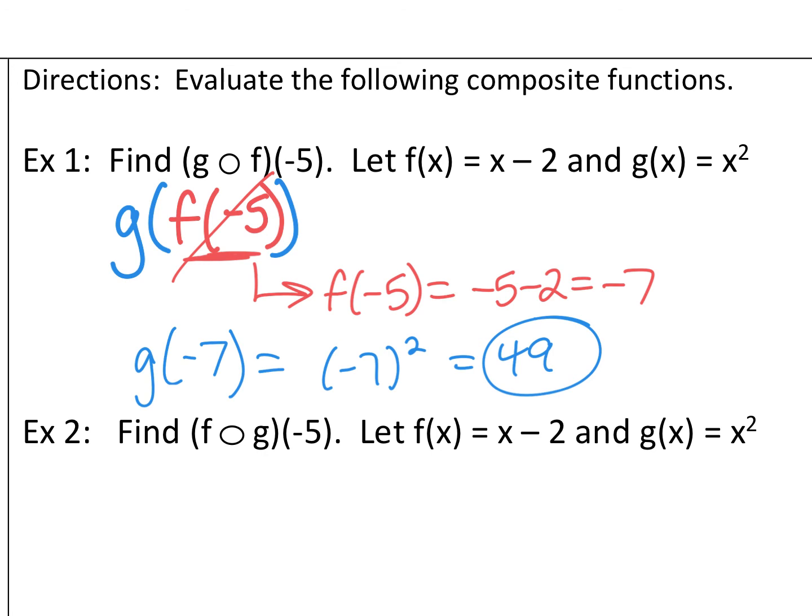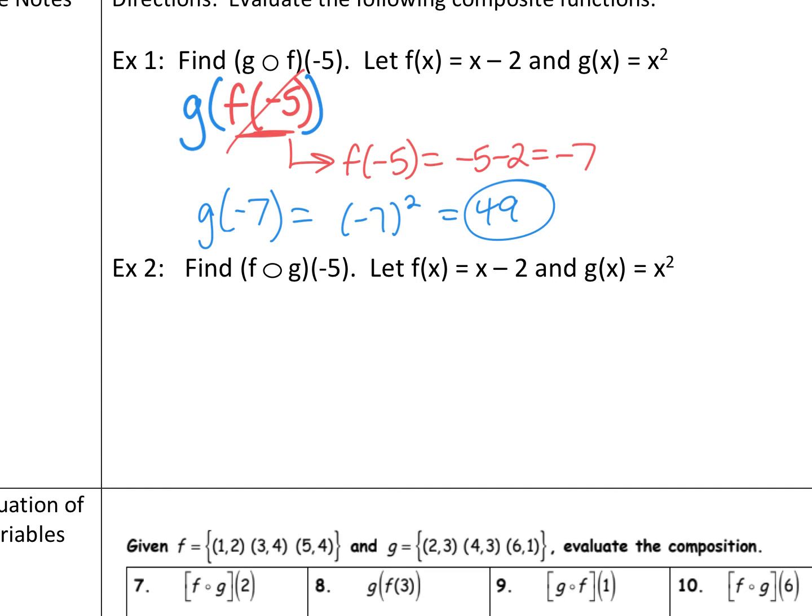We'll have one more talking point on this, and then we're going to call it a day. So try the next one right now. I'm coming around. Write that in the better notation. Tell me how to do that. What's on the outside? F. What's on the inside? G. G of what? Thank you.